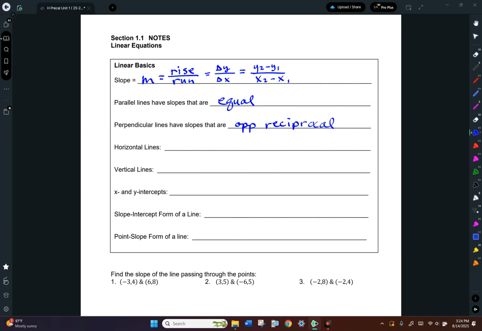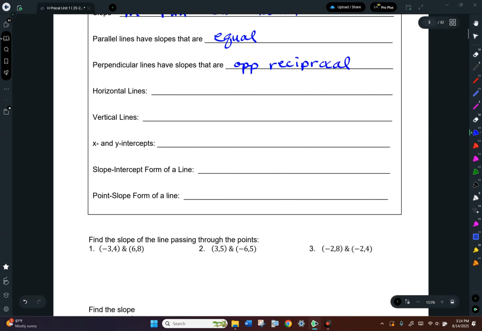Okay. Horizontal lines, there's a couple things you need to remember about horizontal lines. Not only do they have a slope of 0, but you also need to remember that the equation of a horizontal line is going to be like y equals some number. It might be y equals 2, y equals 3, y equals 5, whatever. And then this is going to really insult your intelligence, but remember, horizontal lines go this direction, right?